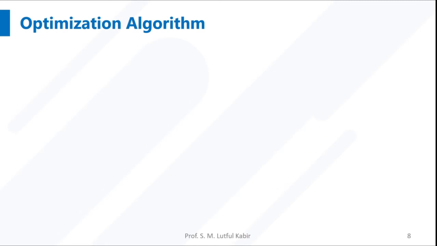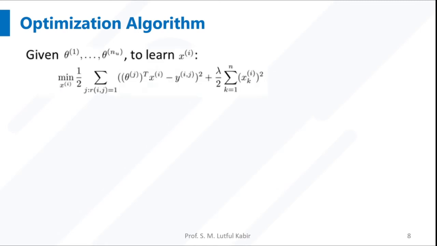So now let us discuss the optimization algorithm. How to find out the values of the different x, mathematically, not intuitively. The problem statement is: given theta 1 to theta nu, that means all the vectors, how to learn xi? To learn xi, you have to have the cost function, which has to be minimized over xi. The value of xi that minimizes this expression is the value of xi.